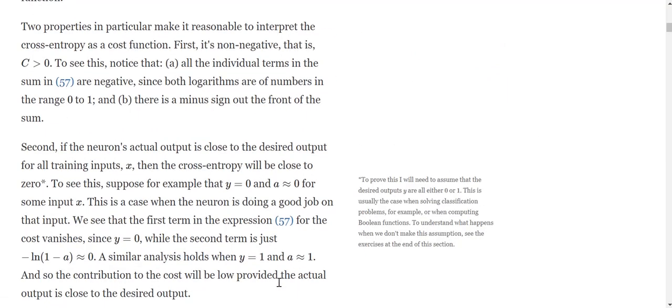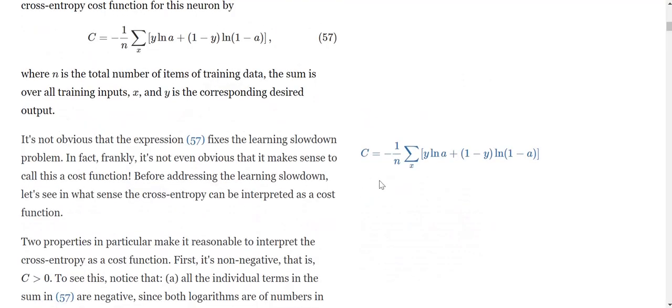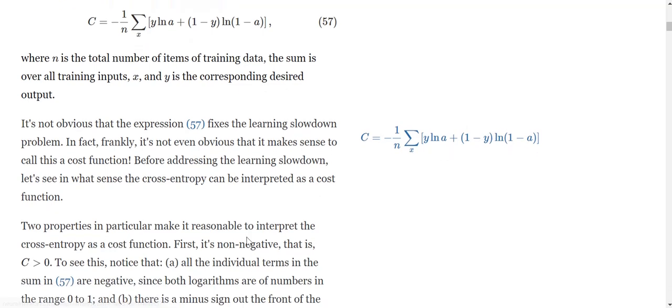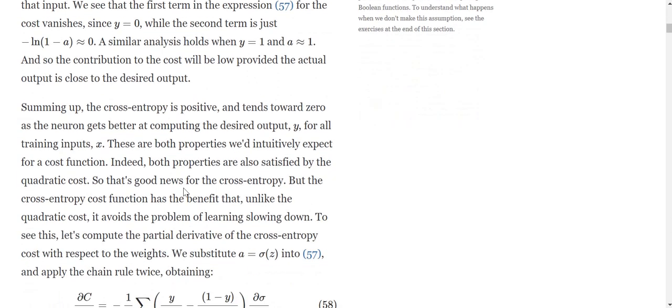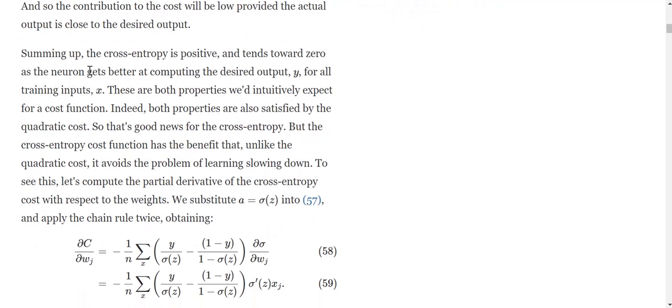A similar analysis holds when y is 1 and a is approximately 1. When y is 1 and a is approximately 1, 1 minus 1 is 0, so this term vanishes, and the first term would be 1 times ln 1. ln 1 is again 0, so the entire cost is 0. And so the contribution to the cost will be low provided the actual output is close to the desired output. Summing up, the cross entropy is positive and tends towards 0 as the neurons get better at computing the desired output y for all training inputs x.